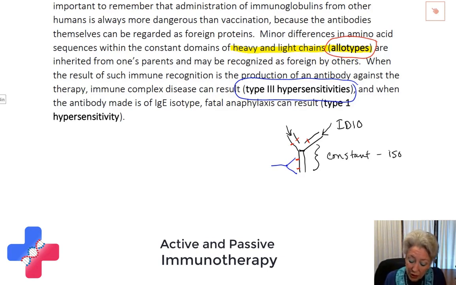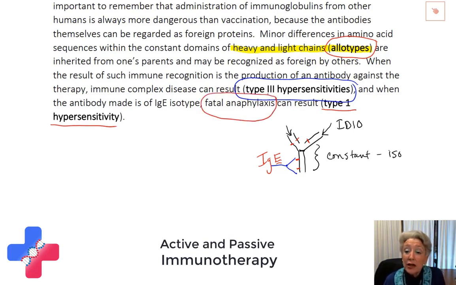Even more dangerous than this would be if I were to make an IgE isotype of antibody against those allotypes, because in that scenario, now I could cause a type 1 hypersensitivity and a fatal anaphylactic response. So simply keep it in the back of your mind that it's always more dangerous to give a patient a preformed product from another human being because those naturally can be seen to be foreign and an immune response can be made against them.